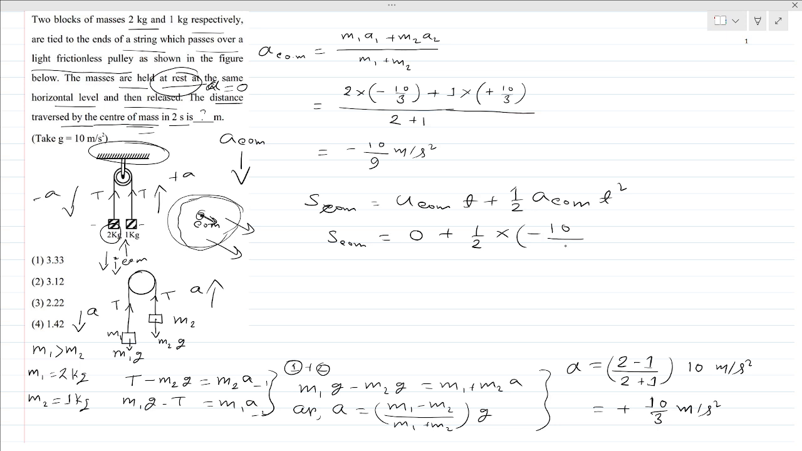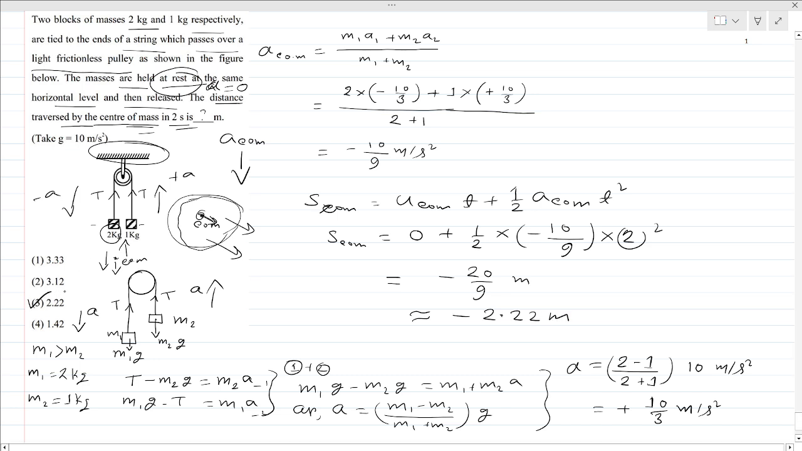So let's write the numerical value: minus 10 by 9 into t square. T is given as 2 seconds, so we write 2 square. If we calculate, we get minus 20 by 9 meter, which is nearly equal to minus 2.22 meter. So that means option number 3 is right. Thank you.